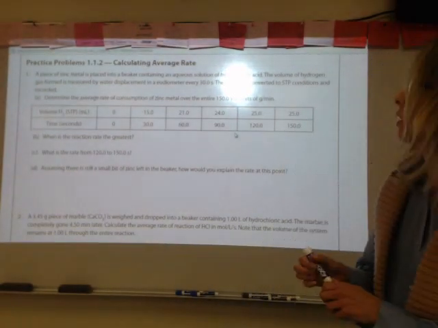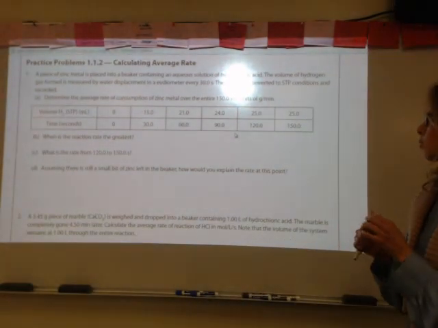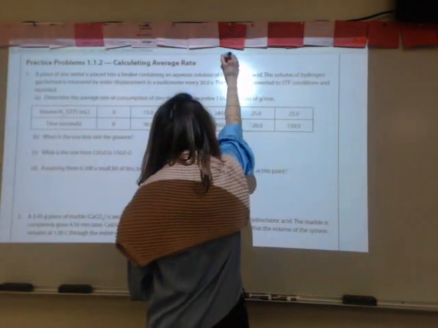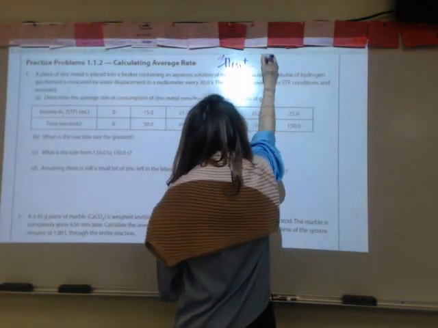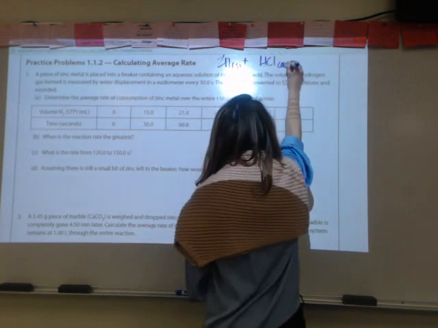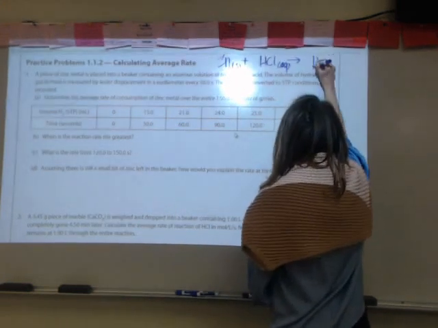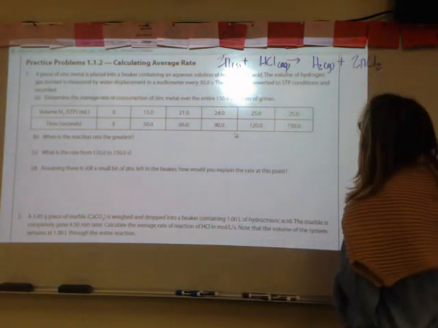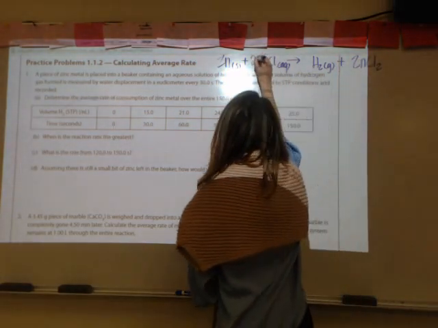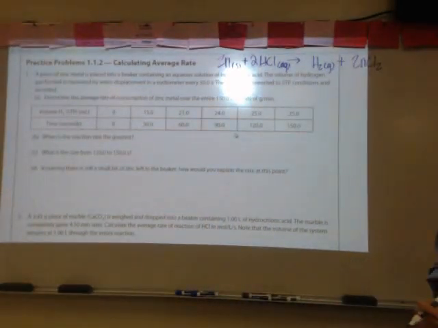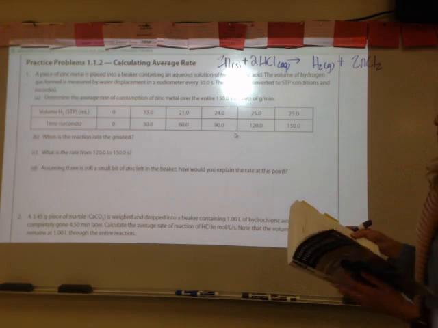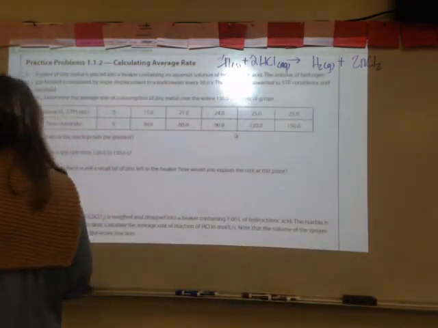Number 1, a piece of zinc metal is placed in a beaker containing an aqueous solution of hydrochloric acid. Okay, so you have zinc metal in hydrochloric acid. You're producing hydrogen gas and zinc chloride. Okay, this isn't balanced, you need a 2 in front of HCl. The volume of hydrogen gas is measured by displacement.